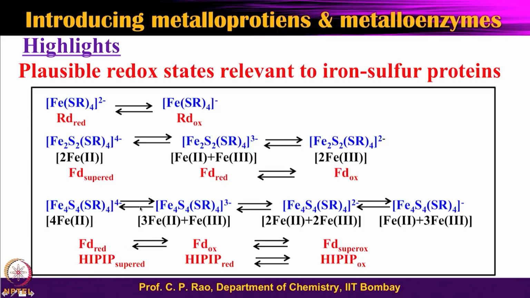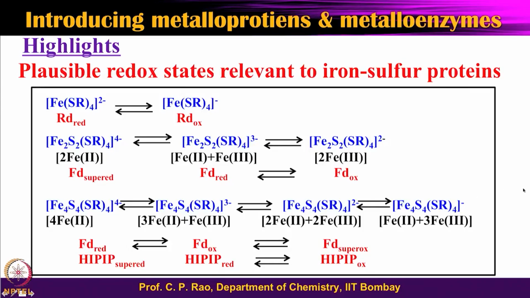Similarly, when you have 4 irons, there are many combinations, of which the possible ones are between this and this: Fe reduced, Fe oxidized, and if the protein is already in the Fe oxidized state, then it can be superoxidized. This is in the normal ferredoxins. And if you have a high potential iron sulfur protein, it can only go from 3 iron 2, 1 iron 3 to 2 iron 2 and 2 iron 3. Never does it go to this at all, never does it go to this at all.